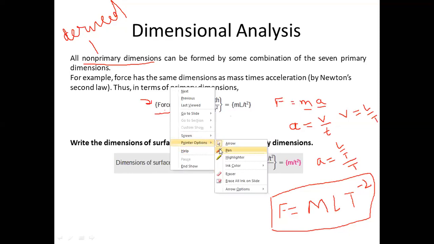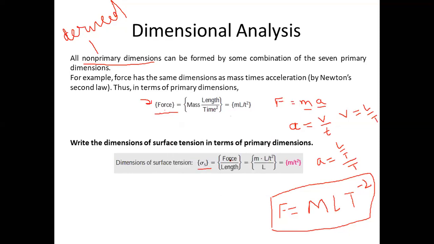Derived dimension. Why? Because it depends upon force and length. Length is fundamental, but force is not fundamental. Force is derived. Fine. So similarly, for writing this derived dimension, I can write this derived dimension into fundamental units.